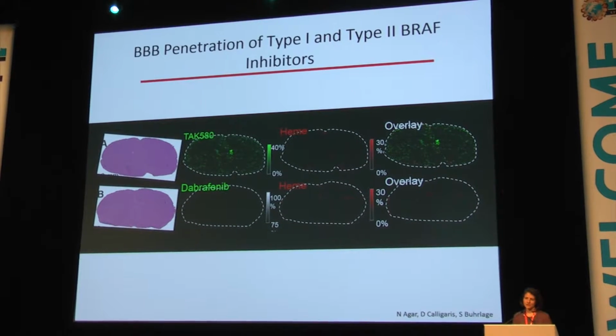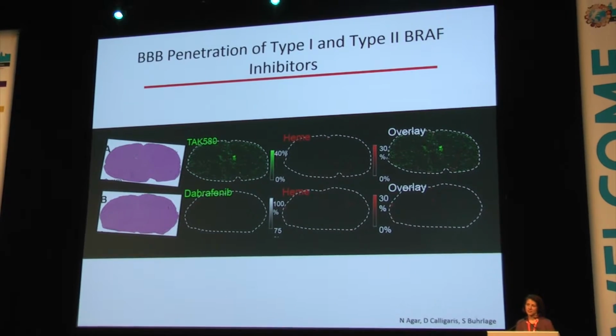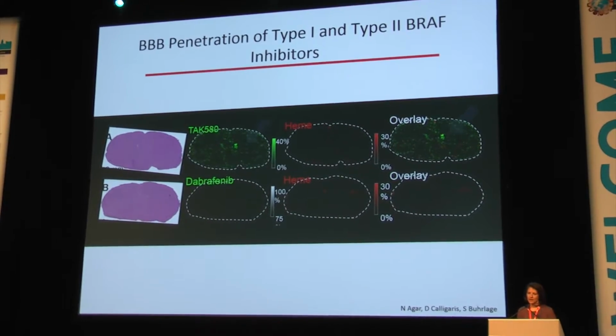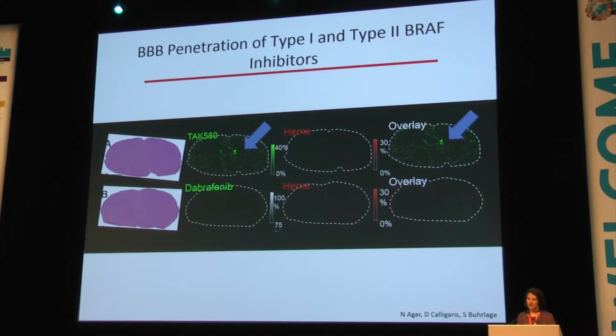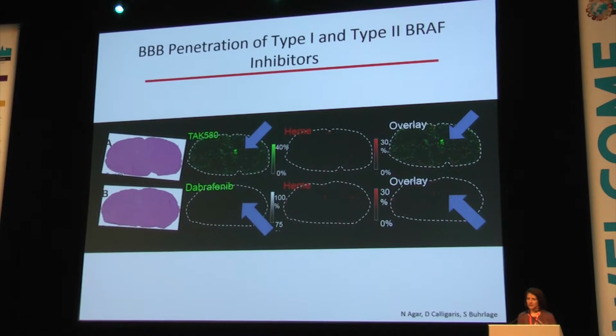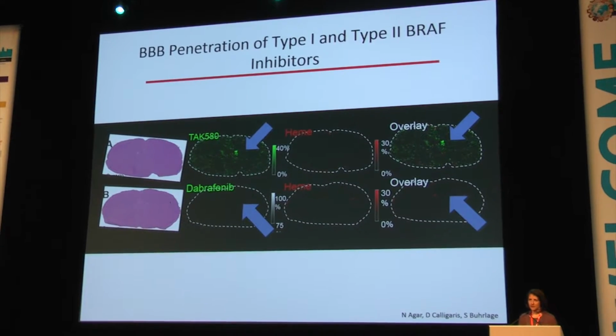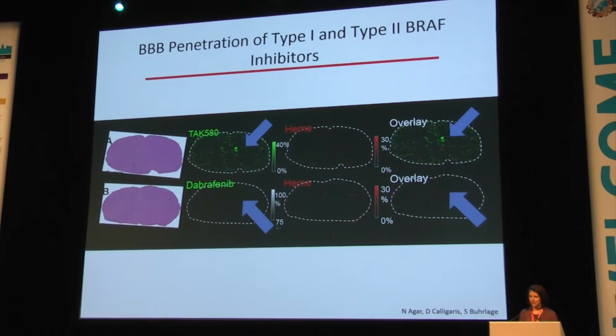What that does is it looks at the spectral peak of your compound in question compared against the backdrop of hemoglobin. In this case, you can see that TAC580 diffusely spreads throughout the parenchyma compared to dabrafenib, where you don't see that same effect. And so we had a drug that we knew penetrated the blood-brain barrier.